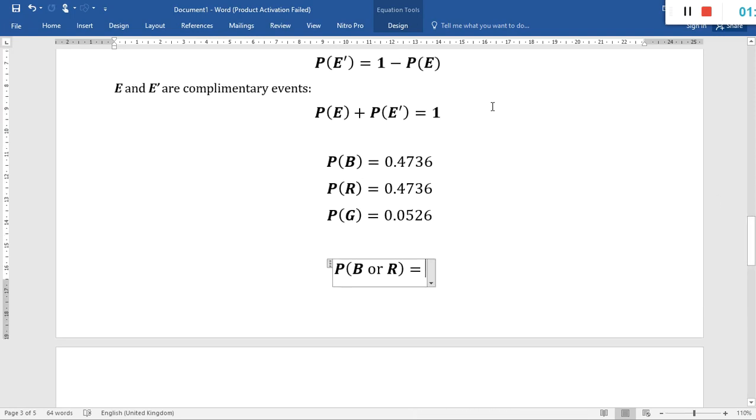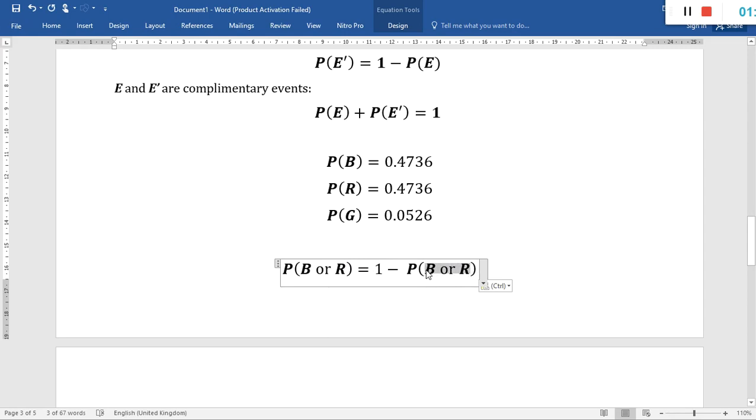You know what that means? We come back to this formula here. We know that the probability of getting a black or a red plus the probability of getting a green is equal to 1. So the probability of getting a black or a red is simply equal to 1 minus what? You can tell me. Minus the probability of getting a green.